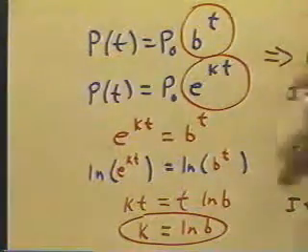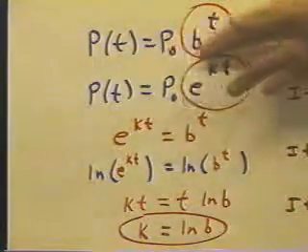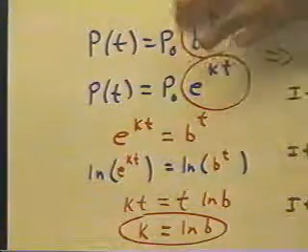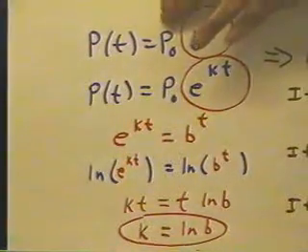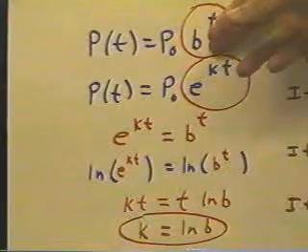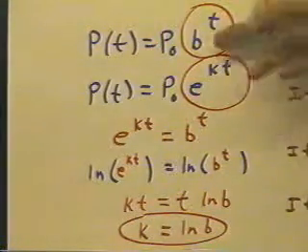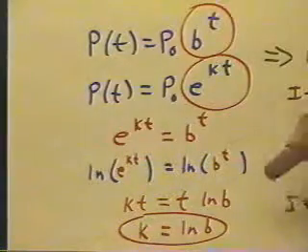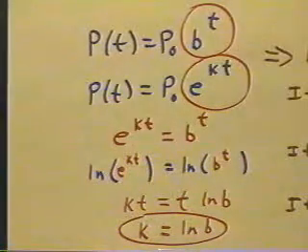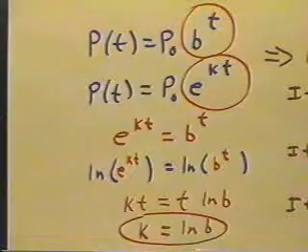More specifically, if we have this form, P naught times b to the t, for example, 10 million population times 1.03 to the t, reflecting a growth rate of 0.03, growth factor of 1.03, what k value would correspond to that situation?